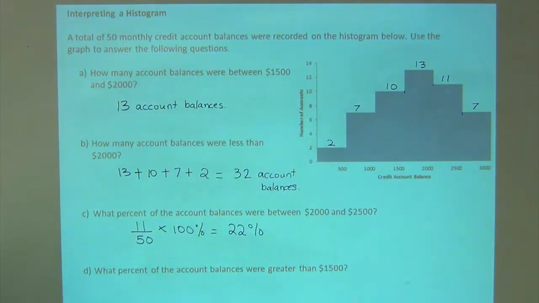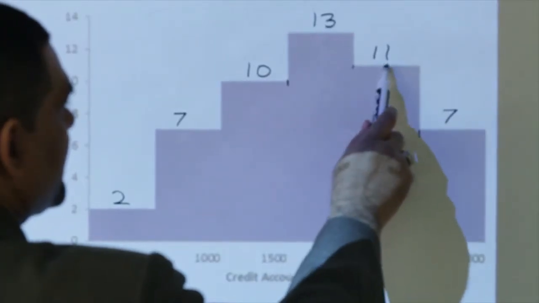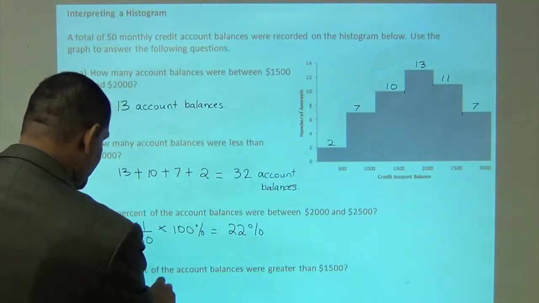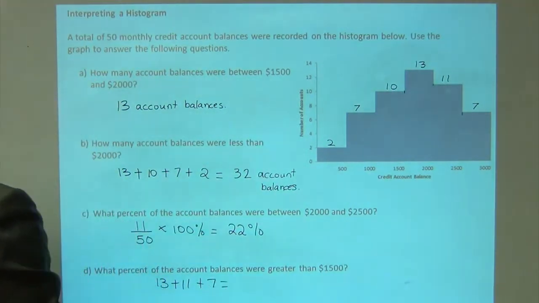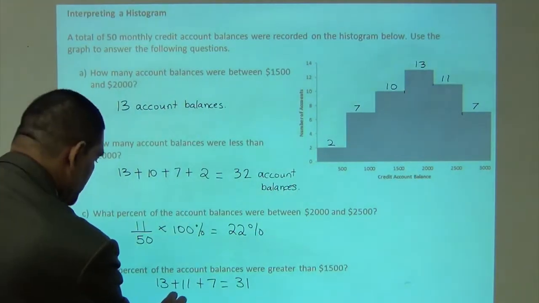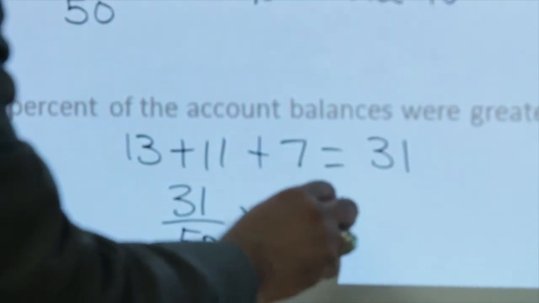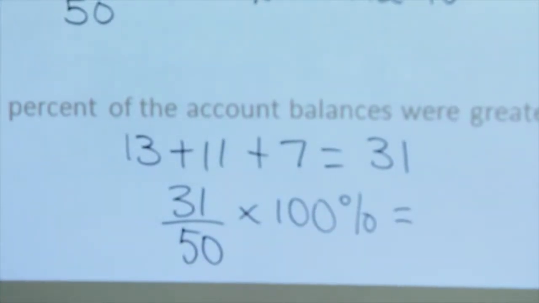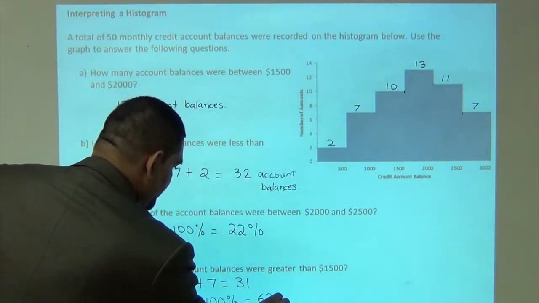The fourth question: what percent of the account balances were greater than 1,500? So again, let's go back to the histogram. Greater than 1,500, I have 13, 11, and 7. So we're going to add these accounts, 13, 11, and 7, and that should give me 31 accounts. Now, again, percentage, so it's 31 over 50 times 100%. And after doing that function, you should get 62%.